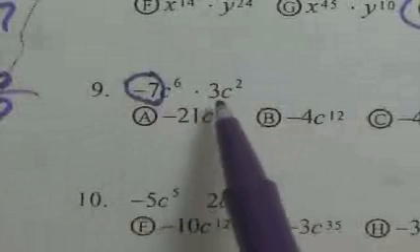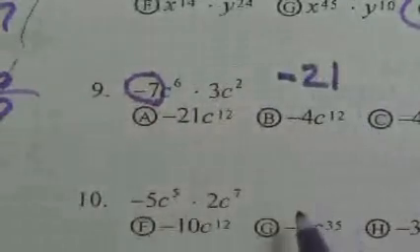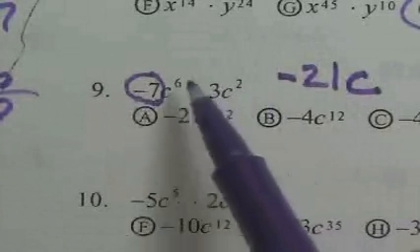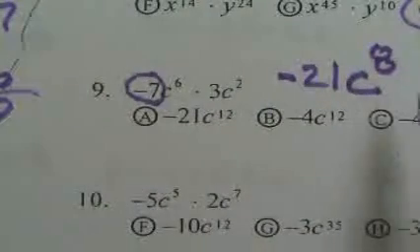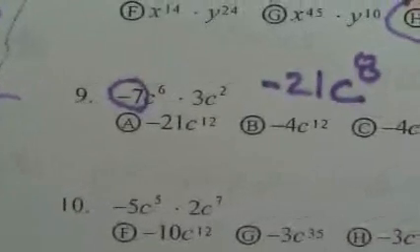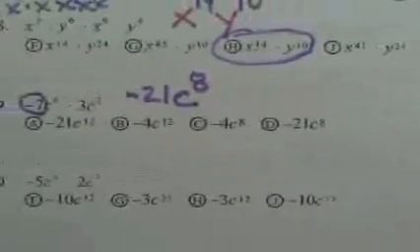Number 9, I'm going to multiply the numbers together. So I have negative 7 times 3. That is negative 21. Then I have my c's. How many c's are there? I have 6 of them and 2 of them. That would make 8 of them. So the correct answer is letter D.